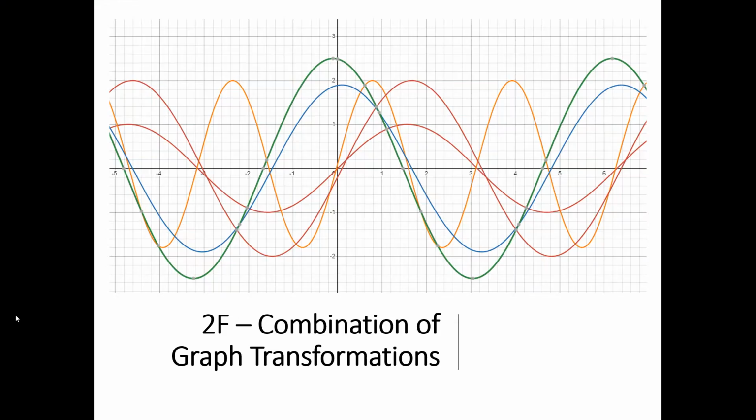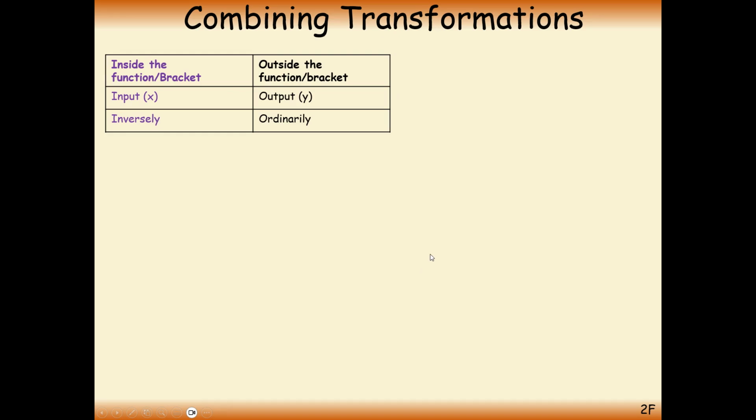In this video, we'll be looking at a combination of graph transformations. I always introduce the transformation of graphs with these. If you see a change inside the bracket or inside the function, it will affect the input. What's the input? That means the x values, and it will affect them inversely. If you see a change outside the bracket, it will affect the output, that's y value, ordinarily. So notice I, O. This should help you remember everything.